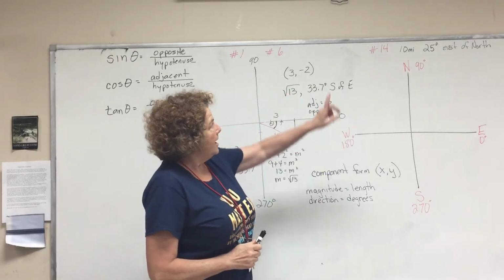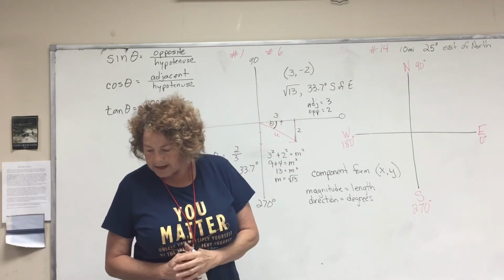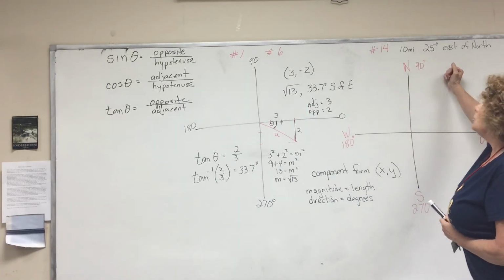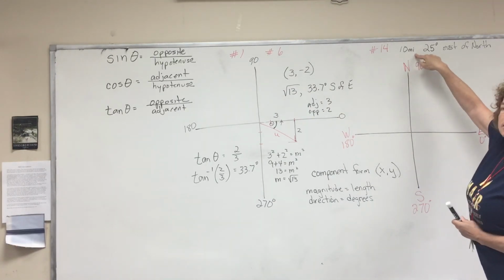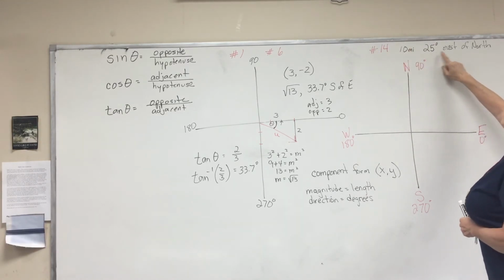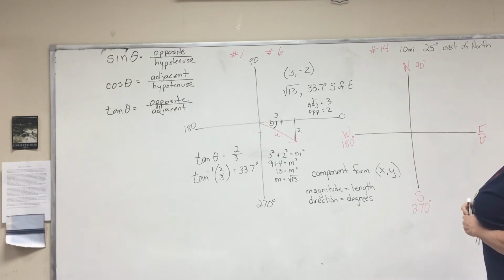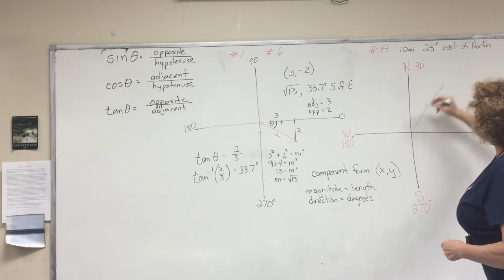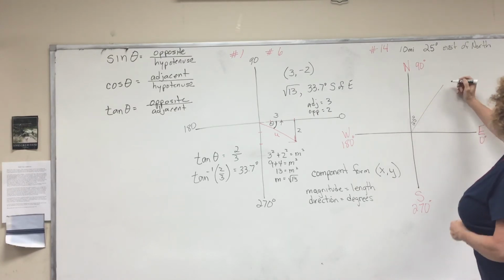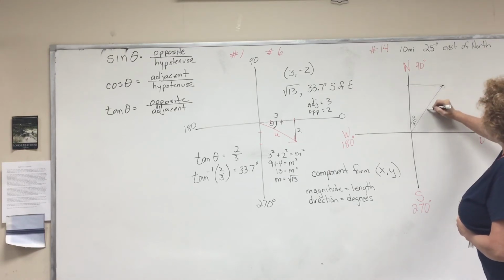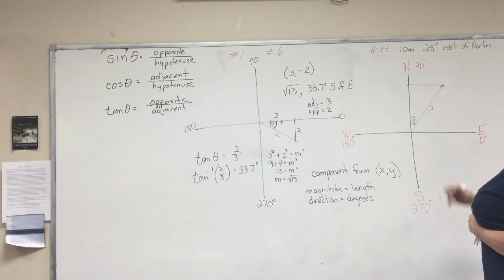Okay, now let's look at 14. 14 wants us to write the component form. So the first thing you should always do is draw it. You're going 10 miles. So in other words, your vector is going to be 10 miles long. 25 degrees east of north. So north, east of north. So it's going to be 25 degrees east of north. Okay? So if that's my vector and it's 10 long, we need to find the x and the y.